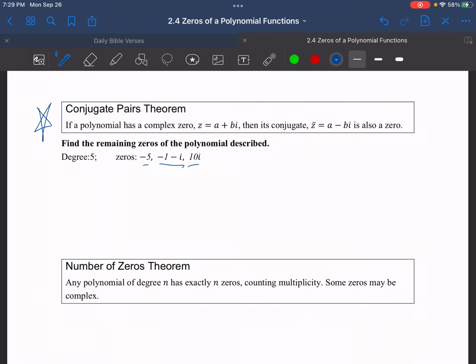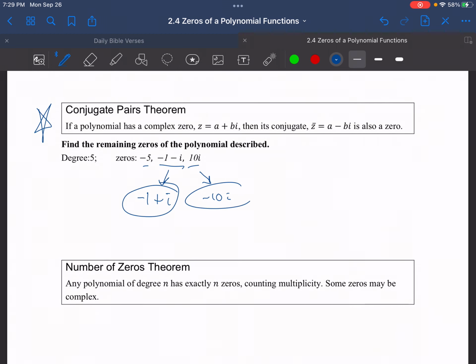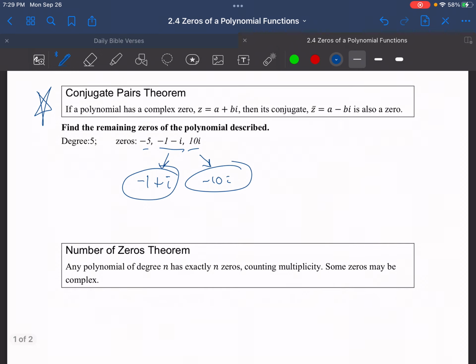Well, negative 5 is a pure real number, so we can't do anything with that. But negative 1 minus i, we can take the complex conjugate of that. That's negative 1 plus i. And then we have 10i, which we can take and do negative 10i. And so that's the remaining 2 zeros right there. This one and this one, just taking the complex conjugate of the imaginary ones.